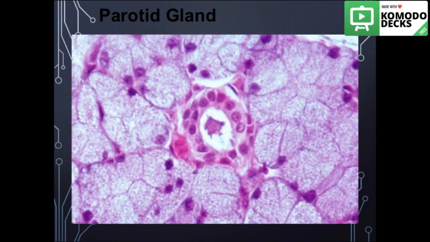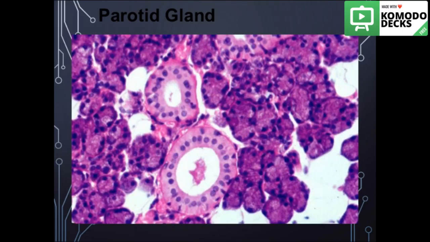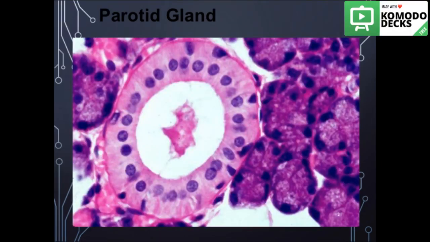This is a striated duct. Again, two obvious striated ducts. A magnified view of the striated duct, where we can see the brushed border on the luminal surface.